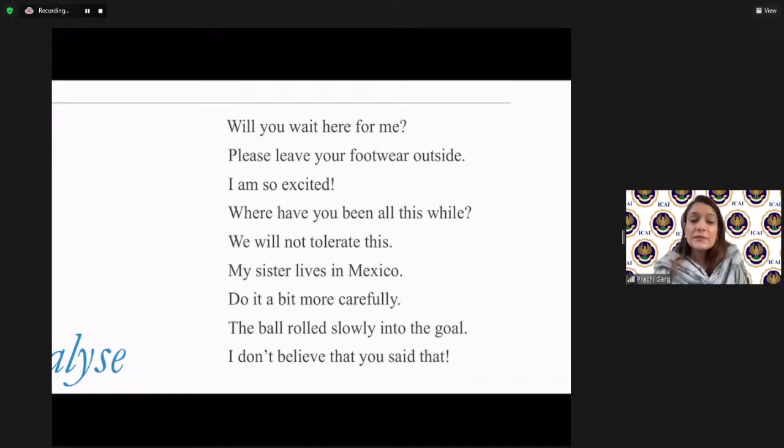My sister lives in Mexico, declarative. Do it a bit more carefully, imperative. The ball rolled slowly into the goal, declarative. I do not believe that you said that, imperative. Okay, so just quickly tell me how many of you got what, how many right?